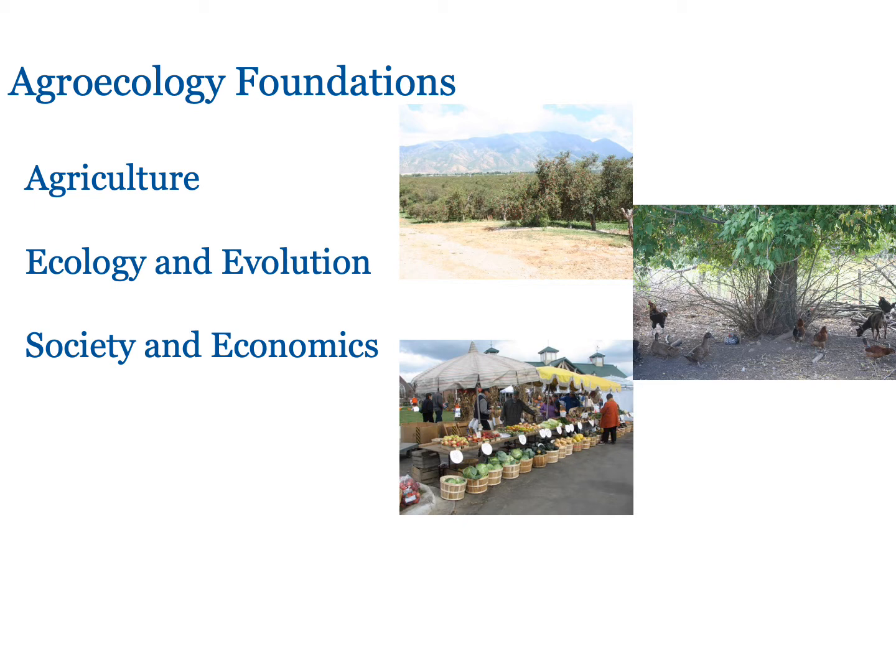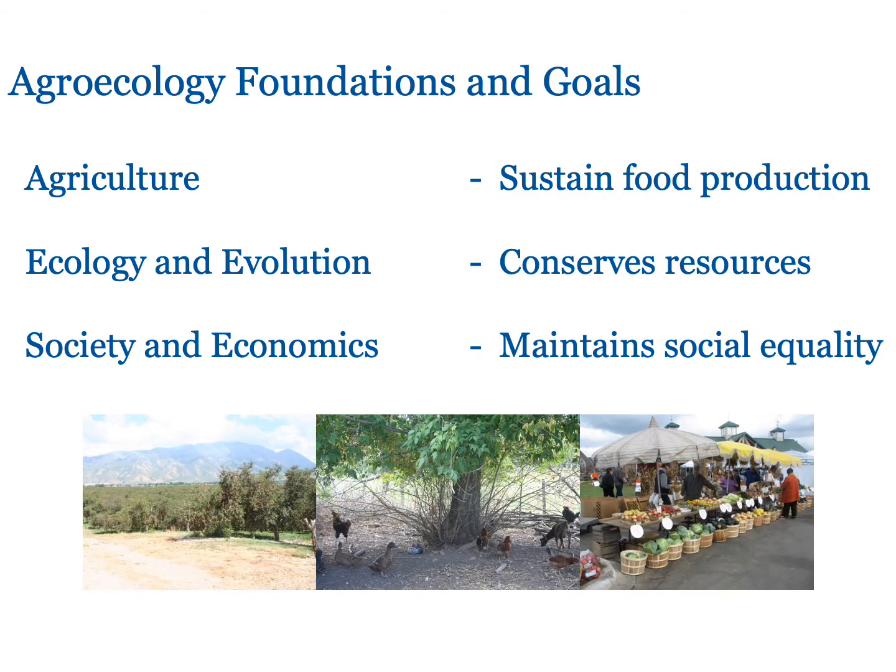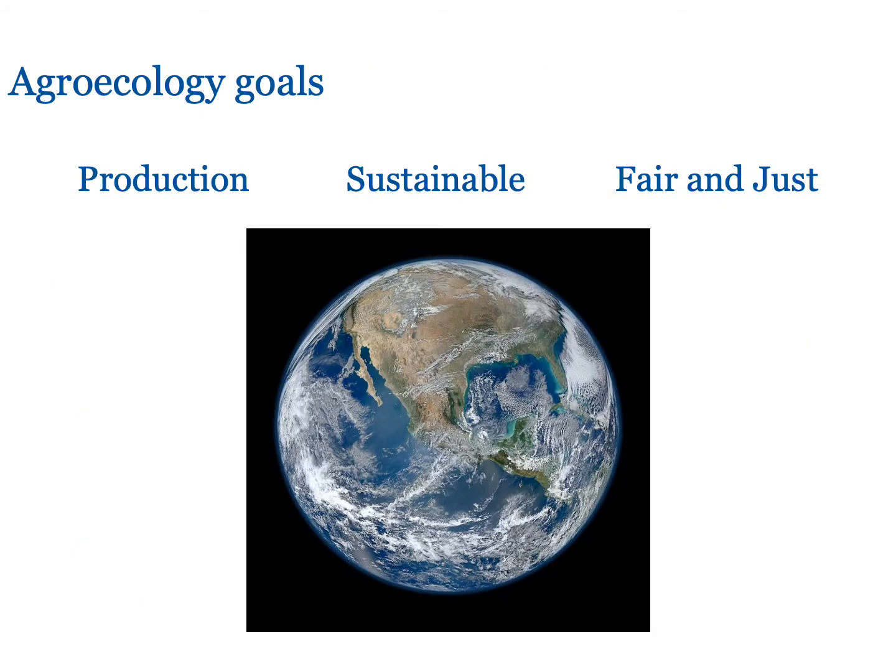What goals might be emphasized from these foundations? The goals of agroecology are to sustain food production, conserve natural resources, and maintain social equality. You can generalize these goals into three key areas: the production, the environment, and the society. Across each of these areas, agroecology seeks to be productive, sustainable, fair, and just.